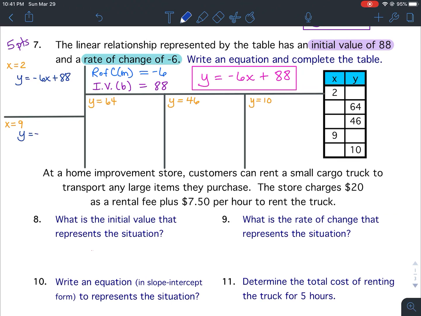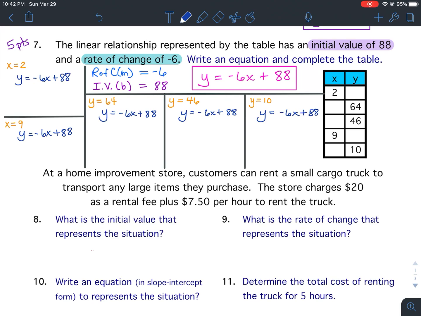Write y equals -6x plus 88 in each of the remaining boxes, one last time. Y equals -6x plus 88.